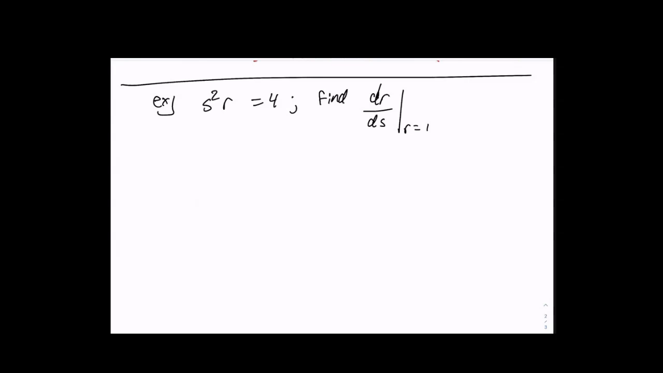So let's differentiate. All right, well, if I differentiate, what do I get? 2s multiplied by dr. Oh no, why not? Oh, product. Okay, that makes more sense. Multiplied by r, plus dr/ds multiplied by s to the second power, equals 0. Okay. What do I do now?